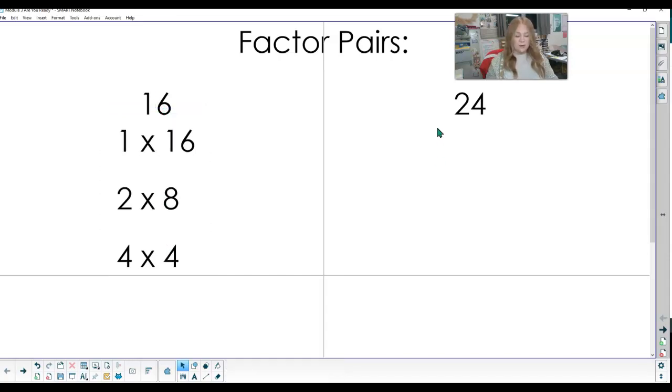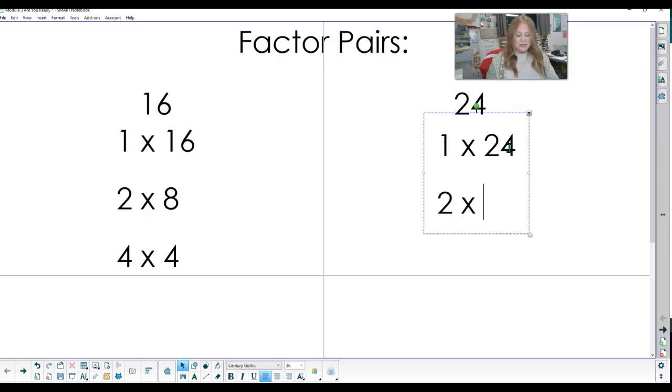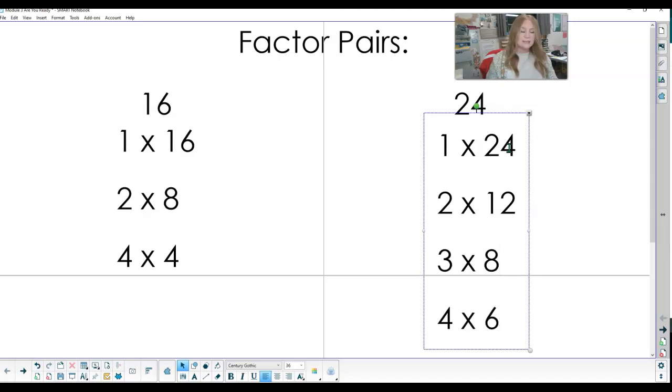So let's try 24. Always start with 1 and itself. So 1 times 24. Can 2? Yes, 2 times 12, right? I'm not just being like, oh, can 7, can 15, right? Go in order. It makes it so much easier. Can 3? Yes, 3 times 8. Can 4? Yes, 4 times 6. Can 5? No, right? It doesn't end in 5 or 0, so I know 5 can't. And I already have 6, so that means I found all of my factors. So I have 1, 2, 3, 4 sets of factors to make 24.